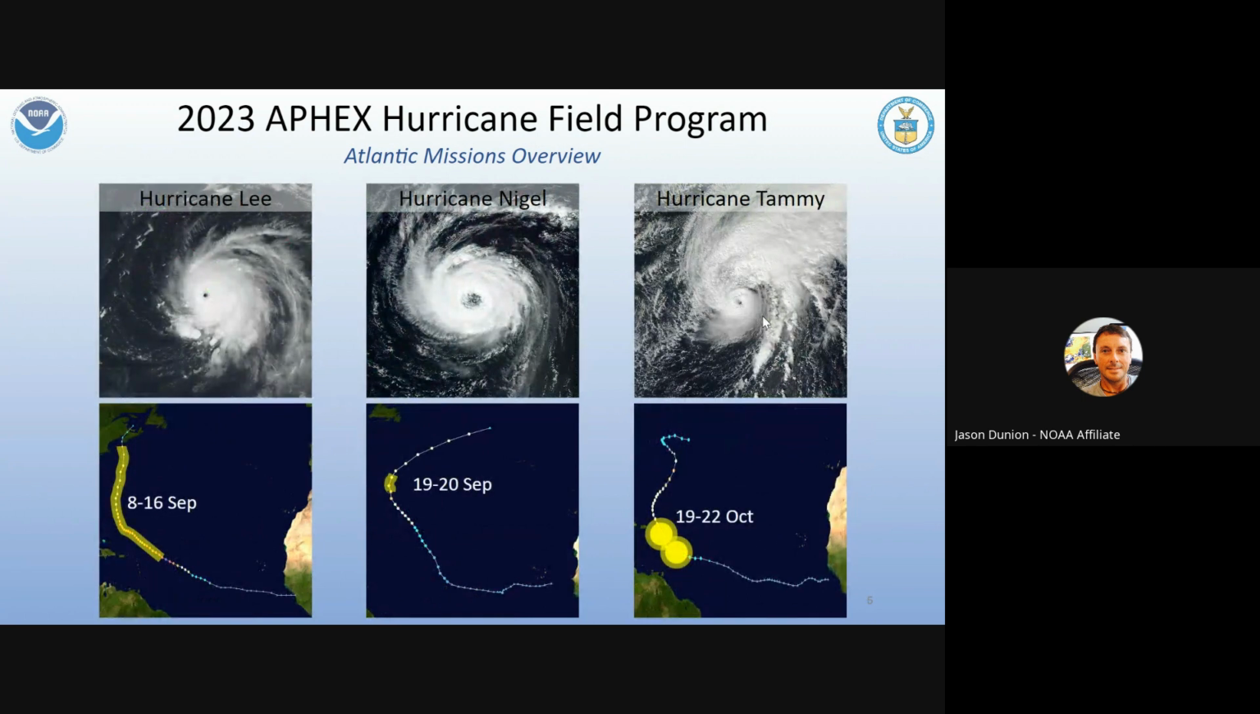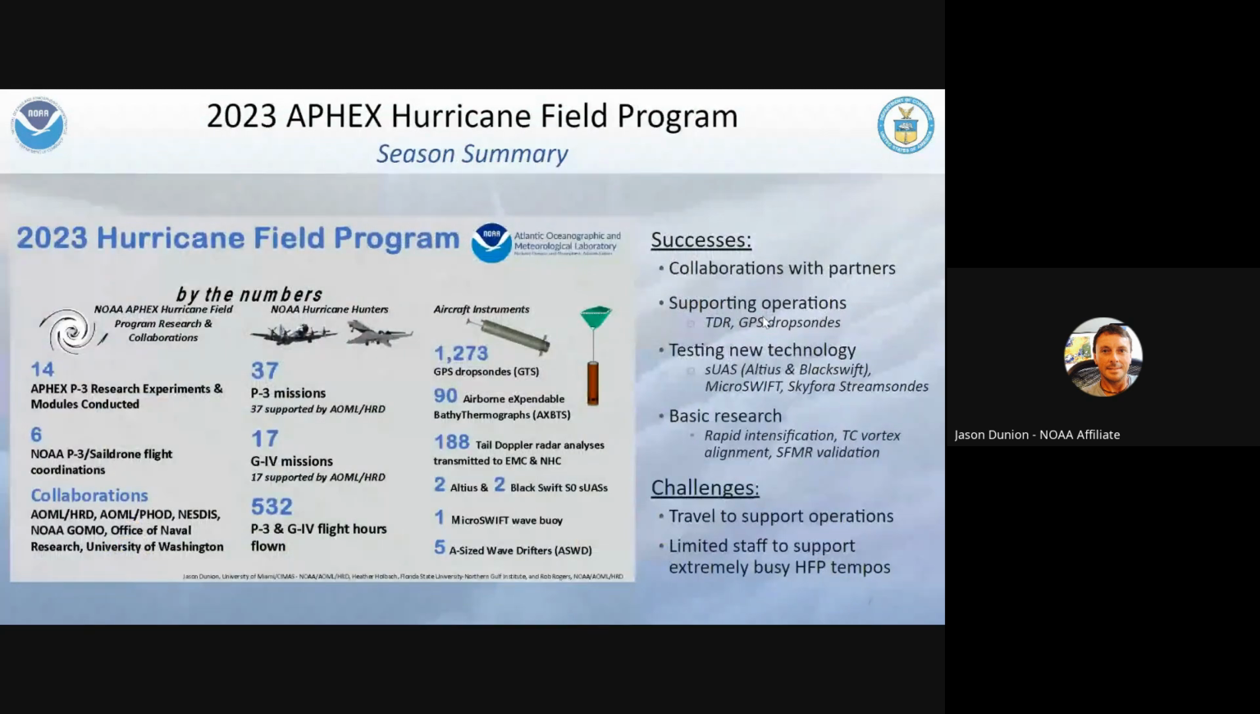Hurricane Lee, that was a long sequence from Cat 4-5 all the way to dissipation up near Canada, actually. That was quite a long sequence. That was followed by Nigel. We flew that out of Bermuda for a few days, and then finally wrapped up with Tammy at the end of October. Those were actually pure research flights. Next slide. Just kind of a season summary.